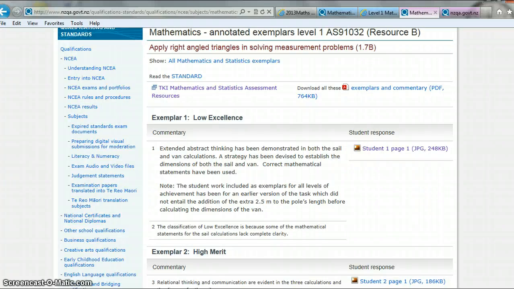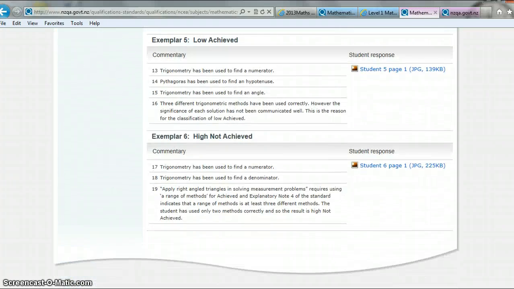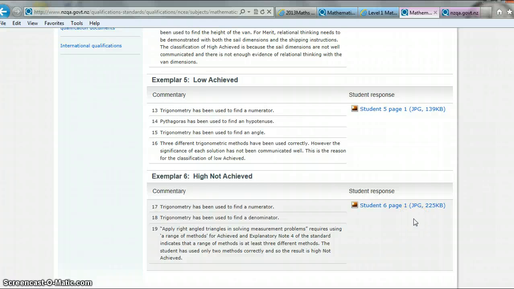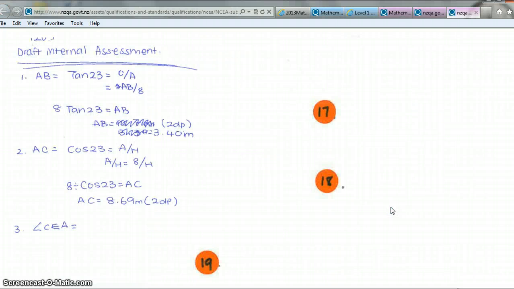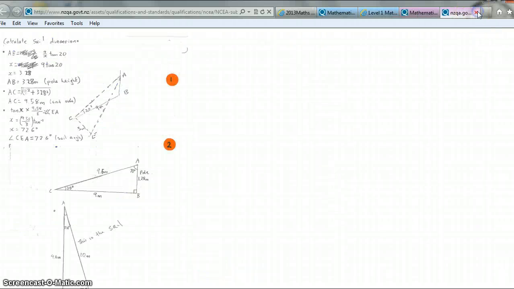Now if we go down the bottom to achieved, so we look at a high not achieved. Should we look at a high not achieved? Yeah, let's look at that. Apply right angle triangles and solving measurement problems requires using a range of methods for achieved. An explanatory note 4 of the standard indicates that a range of methods is at least 3 different methods. The student only used, so basically this person here just did that, but they didn't have the 3 different things. Okay, so we'll get rid of that one and that one.